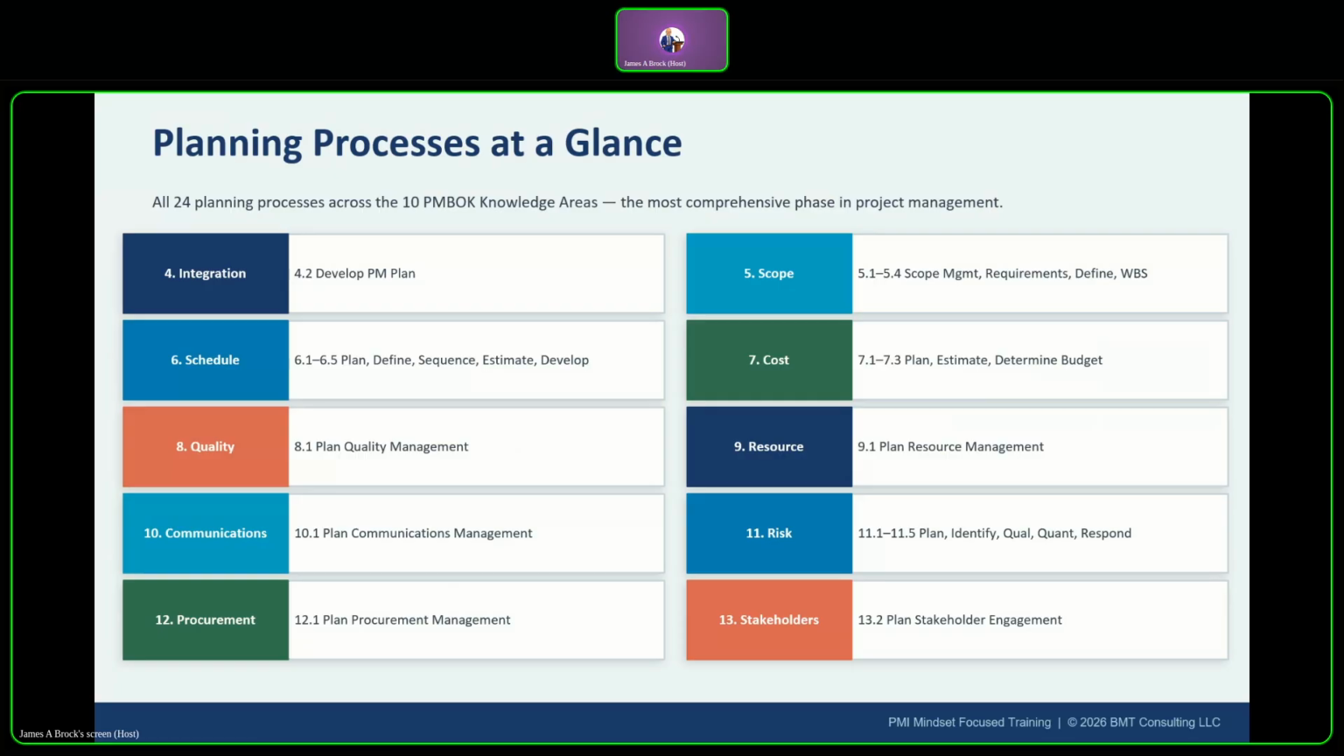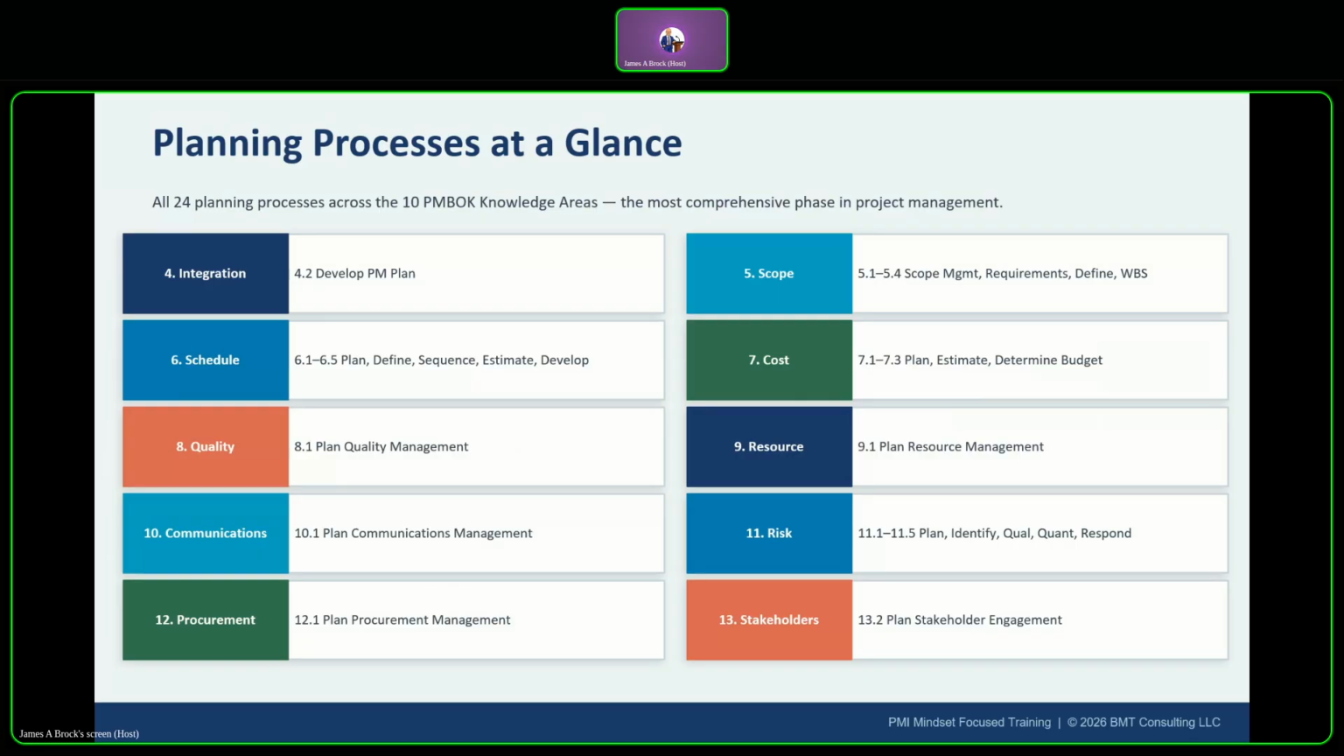Risk has 5 planning processes, which are 11.1 through 11.5, more than any other single knowledge area. PMI takes risk management very seriously. As a matter of fact, there's an actual risk management certification that you can get. Quality, resource and communications, procurement, and stakeholder engagement each have one planning process.